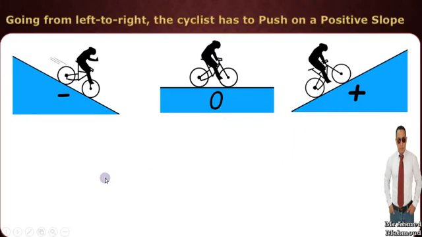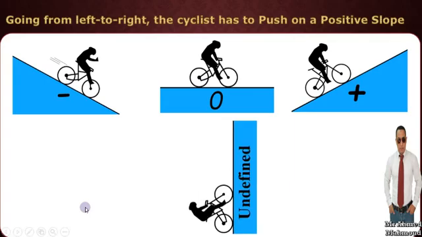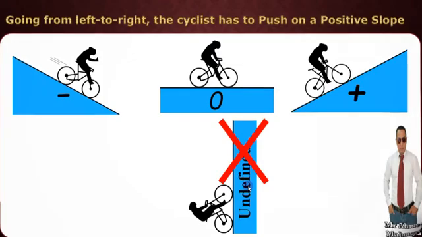Finally, if the slope is undefined, what is the shape of the bicycle? It will be like this, and it is impossible to drive like this, so it is an impossible case. The slope actually has three different cases: negative, positive, or 0. If the line is parallel to the y-axis, there isn't any slope, so we call it undefined. Now let's solve example 2.